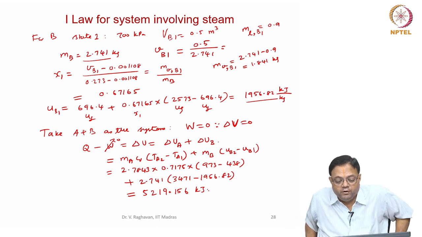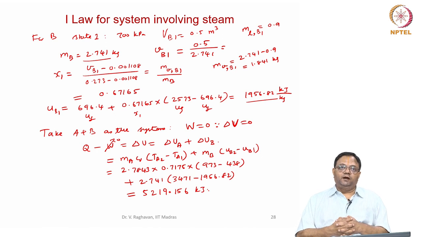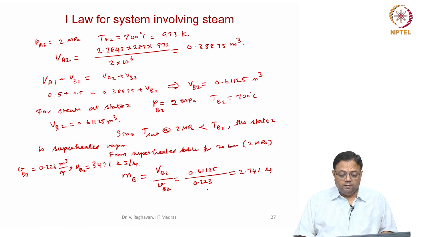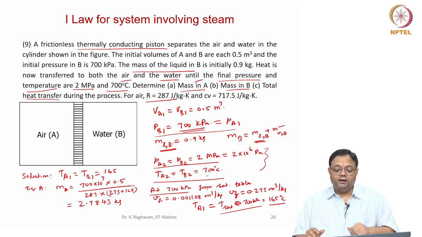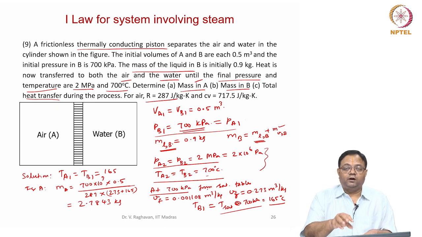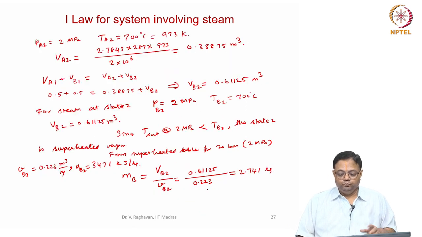It's an interesting problem where thermal equilibrium prevails at every state. Pressure also is the same because the piston is free to move as well as thermally conducting. So with this you can solve the problem. The main thing is that the initial state of the water cannot be fixed because it is a saturated mixture and only the mass of the liquid is given. So from the final state the mass is obtained, and from the mass the initial state is fixed. That is the important point of this problem.